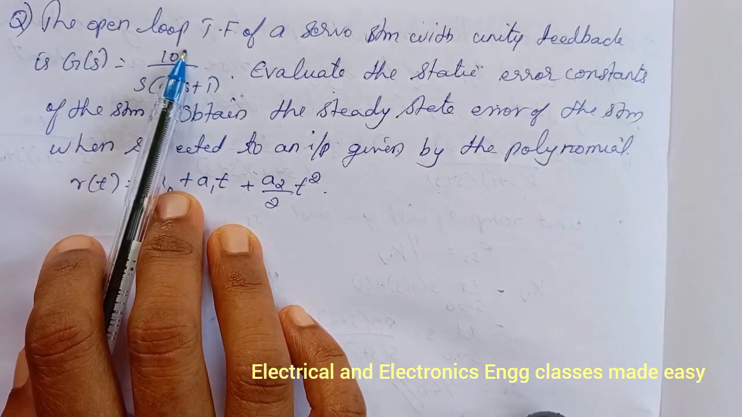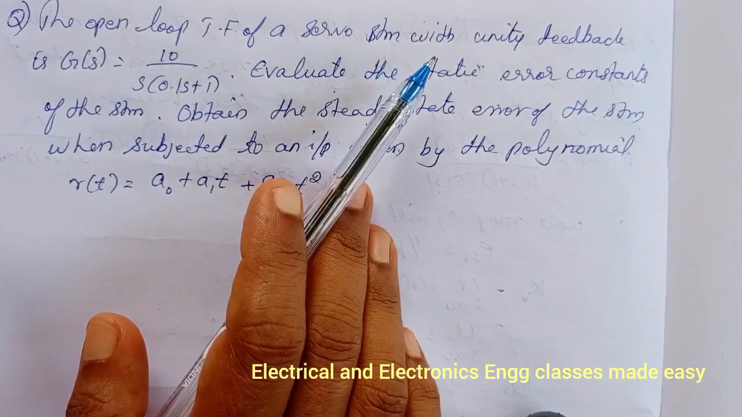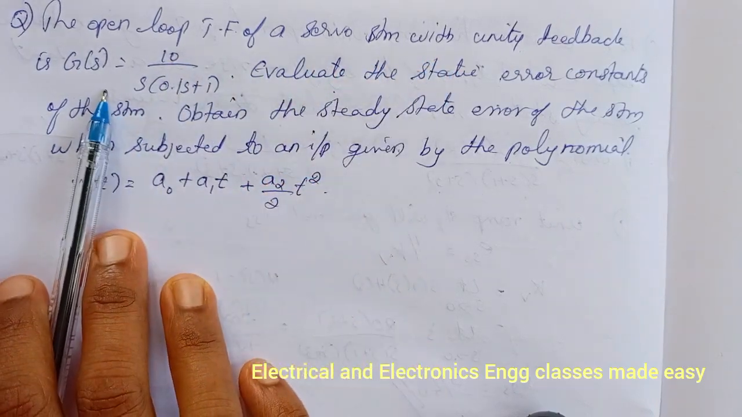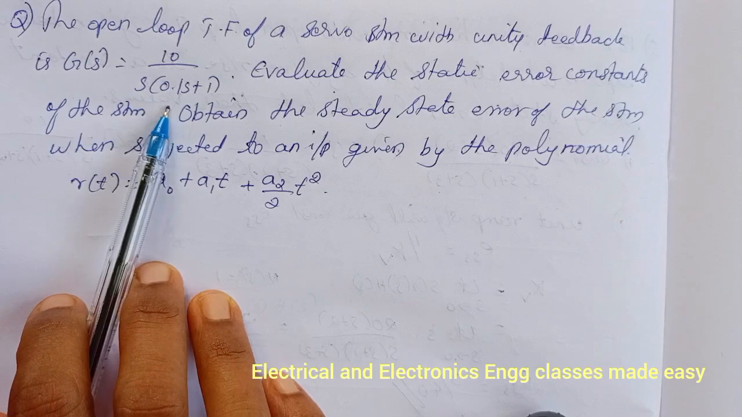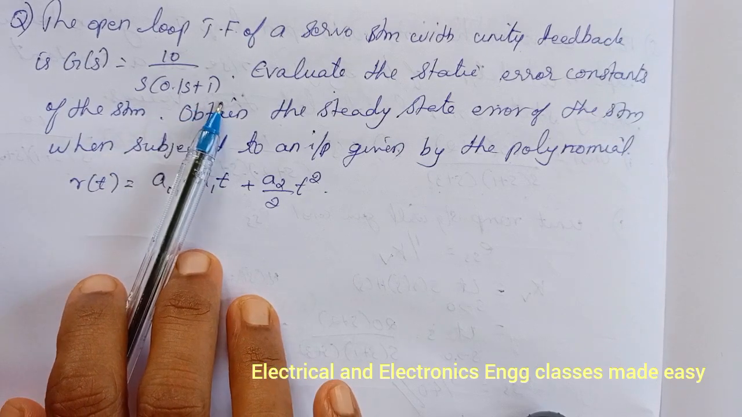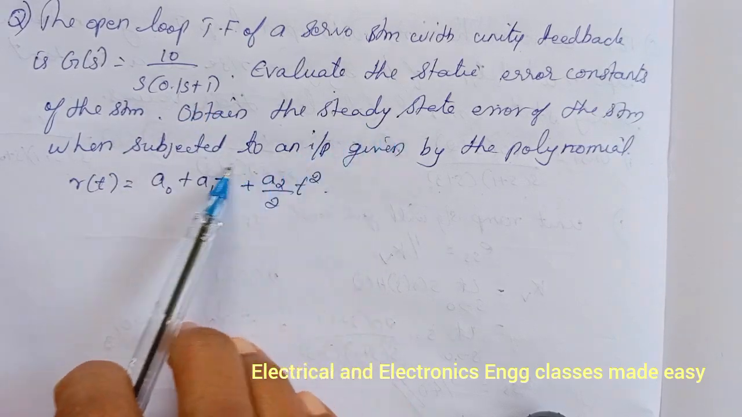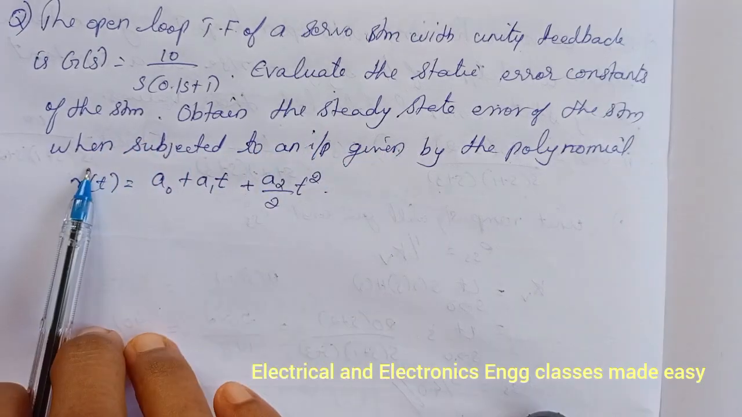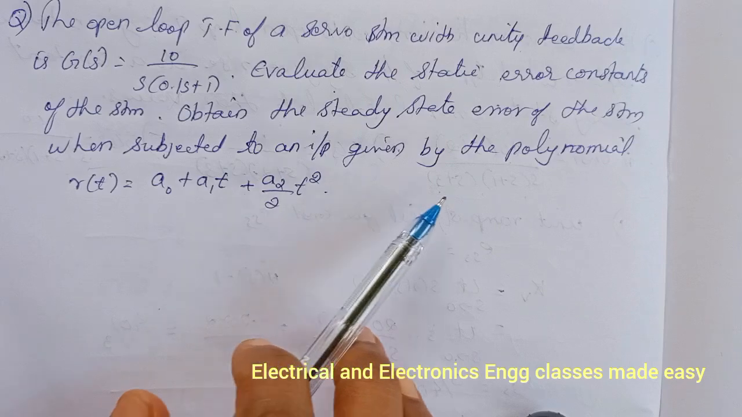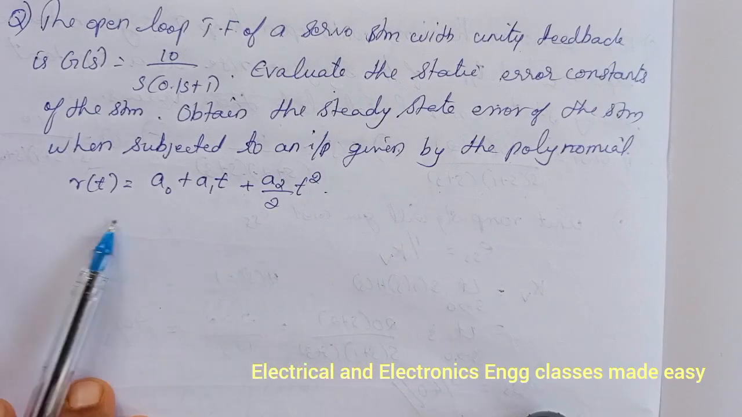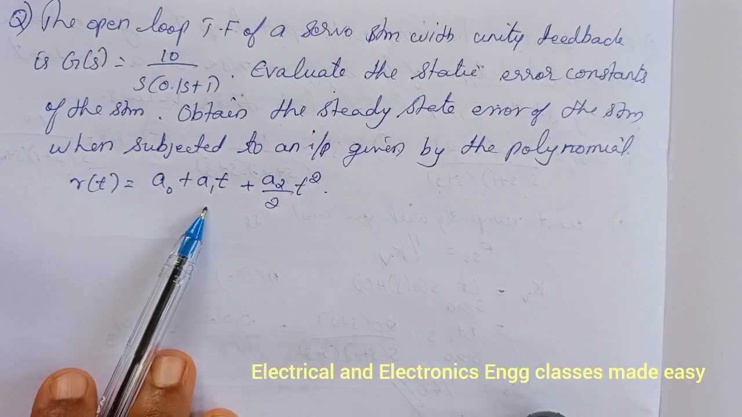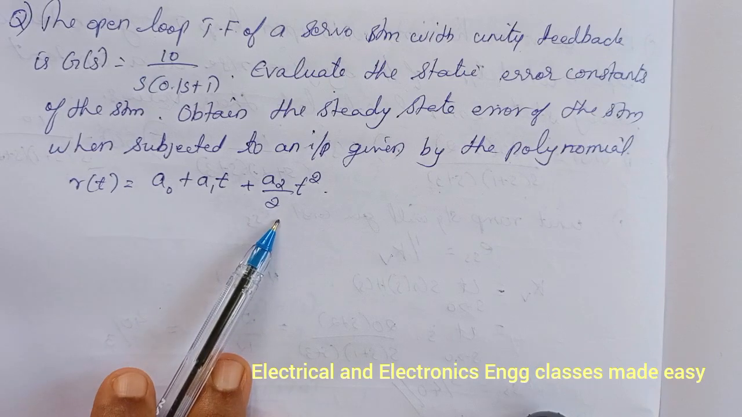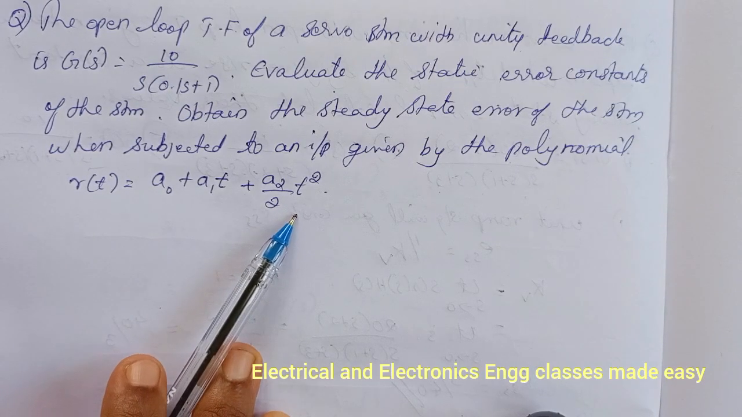The open loop transfer function of a servo system with unity feedback is G(s) = 10 / (s(0.1s + 1)). Evaluate the static error constants of the system. Obtain the steady state error of the system when subjected to an input given by the polynomial r(t) = a0 + a1 t + (a2/2) t².